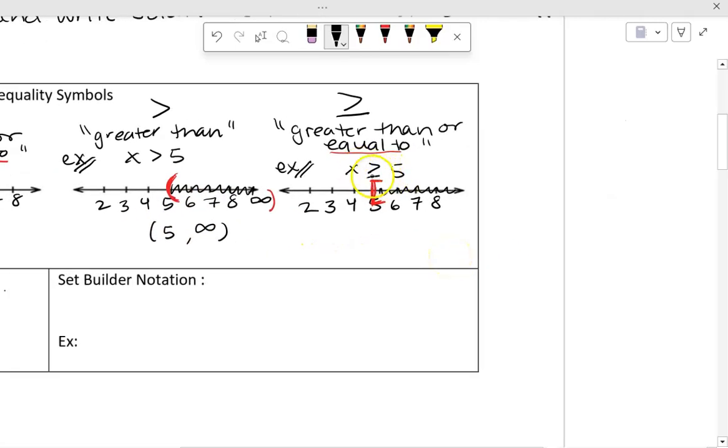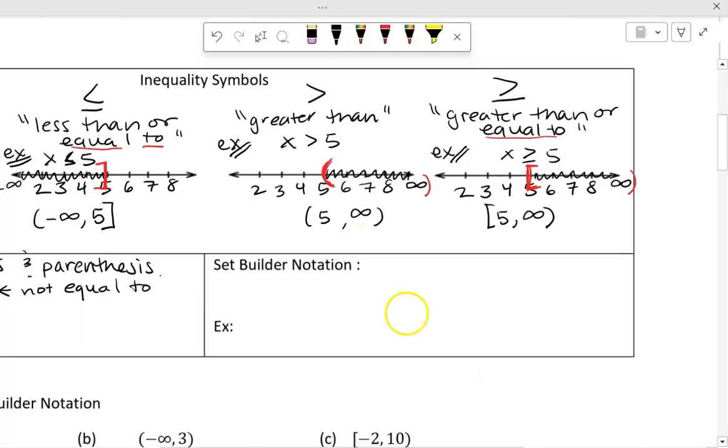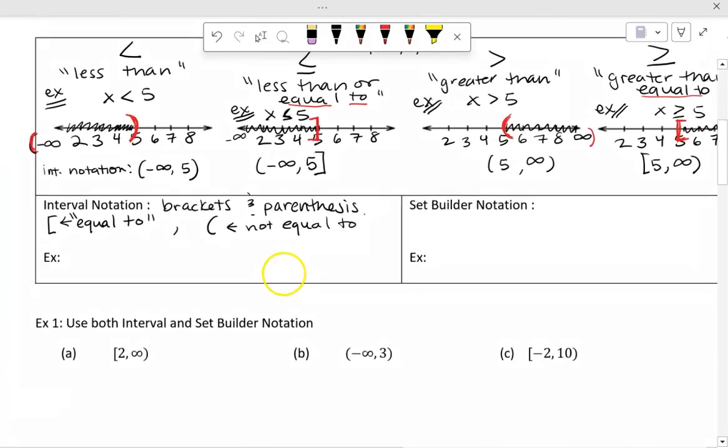The last one, x is greater than or equal to 5, which means x can be 5, all the way up to infinity, which x will never equal. Our interval notation looks like this. The lowest would be 5, the highest is infinity. You can't equal infinity, so use a parenthesis, but you can equal 5 because the problem says greater than or equal to. So that's an example of interval notation.